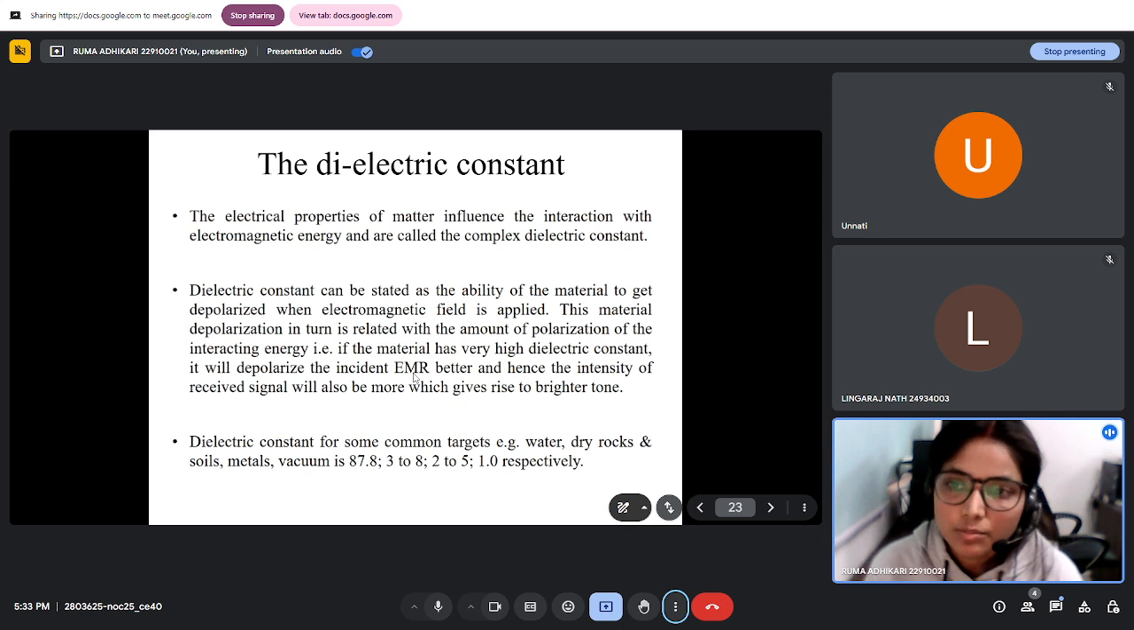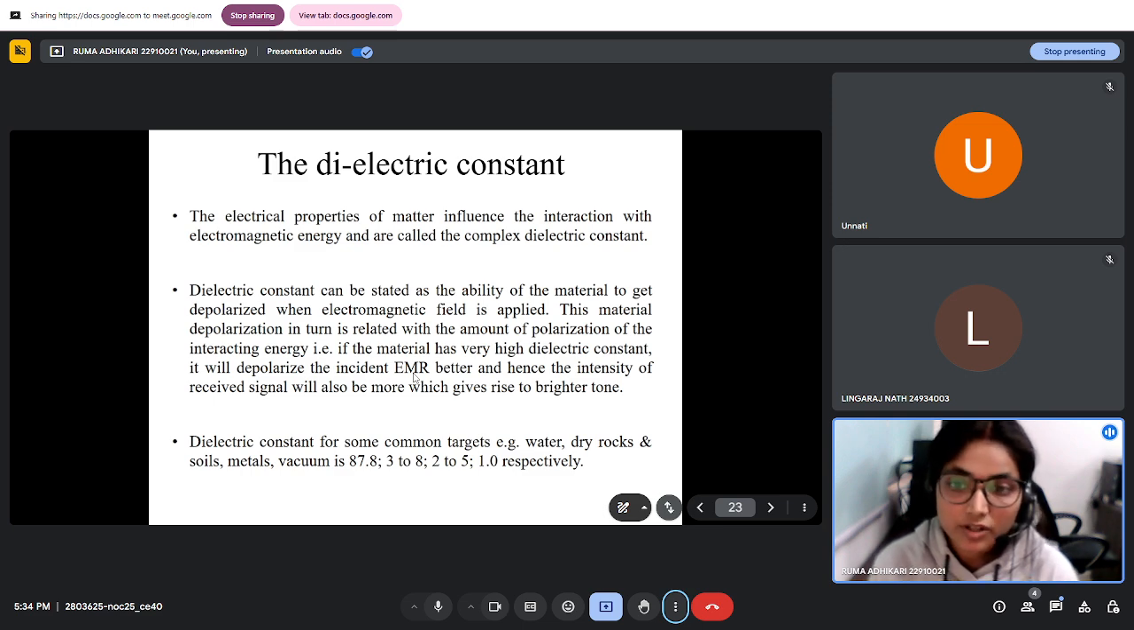The electrical properties of matter influence the interaction with electromagnetic energy and are called the complex dielectric constant. It is complex: it has one real part and one imaginary part. So dielectric constant can be stated as the ability of the material to get depolarized when an electromagnetic field is applied. This material depolarization in turn is related to the amount of polarization of the interacting energy.